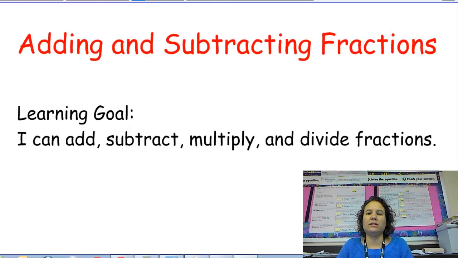Hello everybody! Today we're going to be talking about adding and subtracting fractions. And this goes with the learning goal: I can add, subtract, multiply, and divide fractions. Obviously we're not talking about that second half.